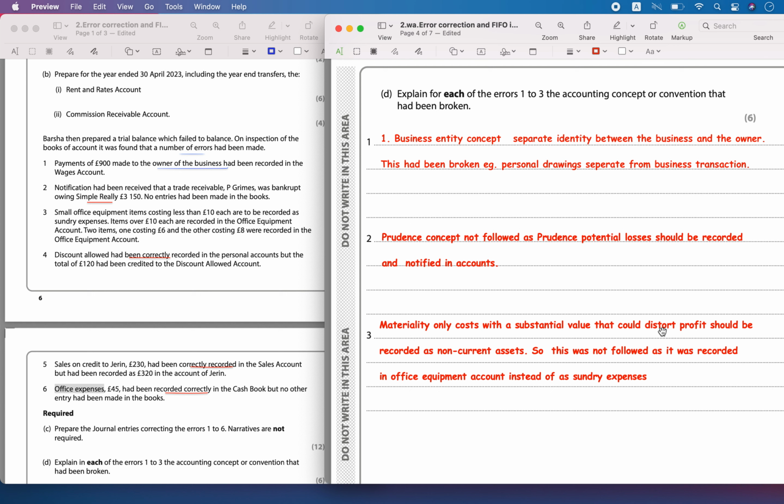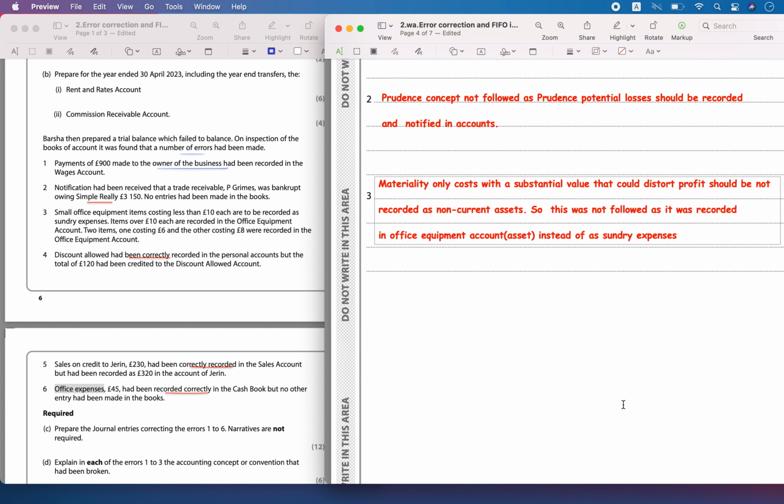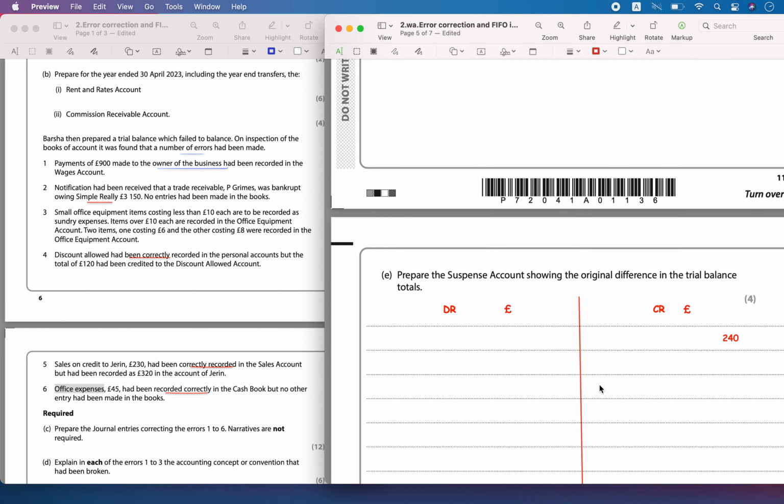Here irrecoverable debt is an expense, so profit will get overstated, and any losses incurred have to be recorded here. Then for the third, small office equipment, materiality concept: only cost with substantial value that could distort the profit should be recorded as non-current assets. Otherwise you record it as a small sundry expense. It should not be recorded as a non-current asset, because it can distort the profit by a large amount. So the materiality concept was broken in the third one.